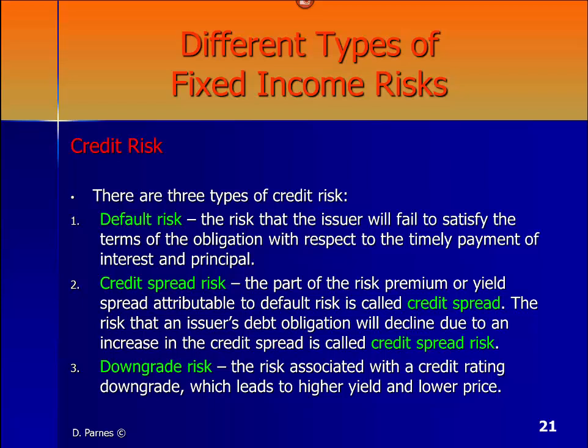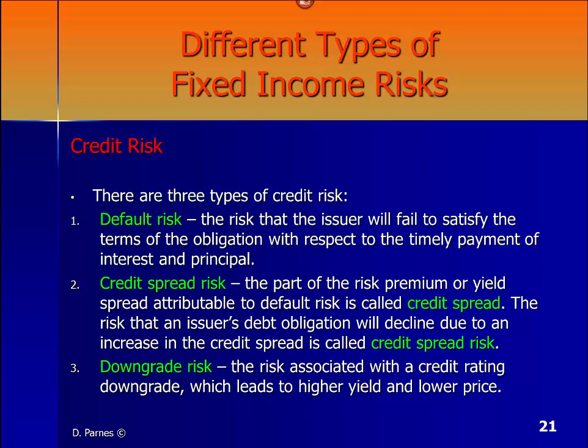The second component of credit risk is called credit spread risk, and it is the part of the risk premium or the yield spreads attributable to default risk. This is called the credit spread. Usually we measure the credit spread over some benchmark. Usually we take treasury bonds, treasury notes, or treasury bills, and we match the time horizon to your bond. That's the credit spread. It's the extra return that we expect to receive over the risk-free interest rate from treasury bonds, and by that we measure the credit spreads.